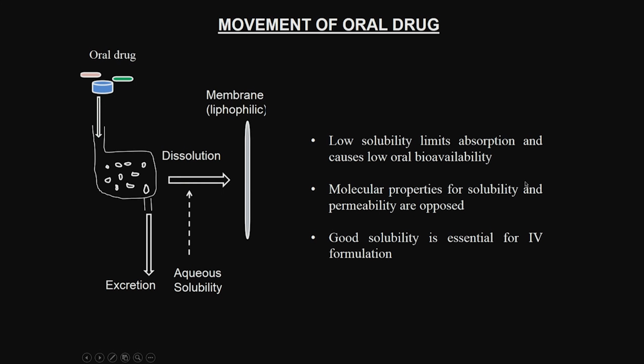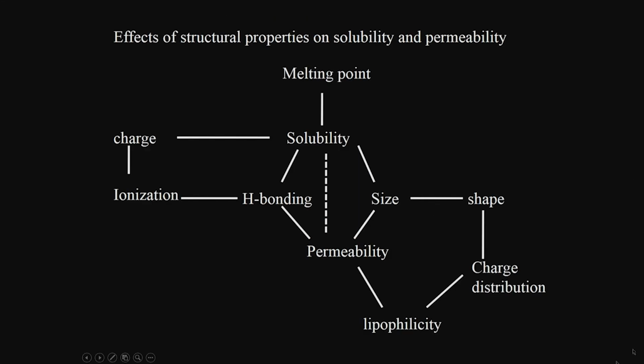And of course, solubility and permeability are opposed to each other. Good solubility is essential for intravenous dosing, because as I said before, when the drug is injected intravenously, it cannot be in a solid form, it has to be in completely dissolved form. So, there are many structural properties of the drug, or structural features of the drug that determine solubility and permeability.